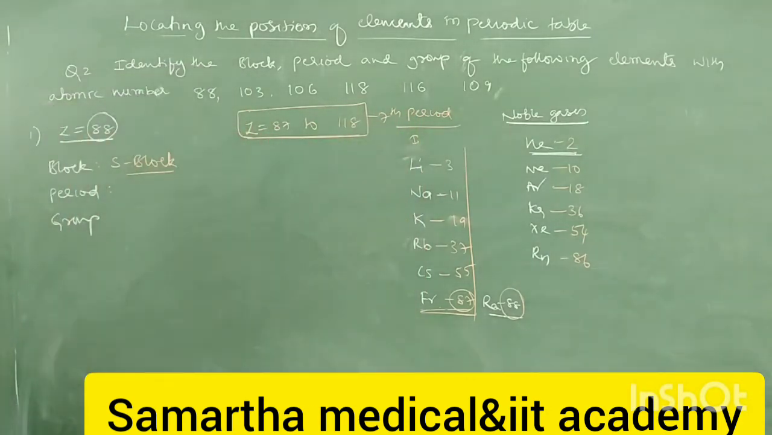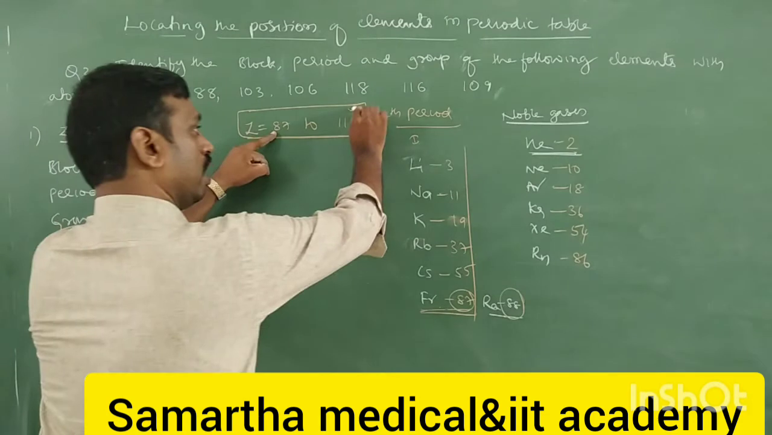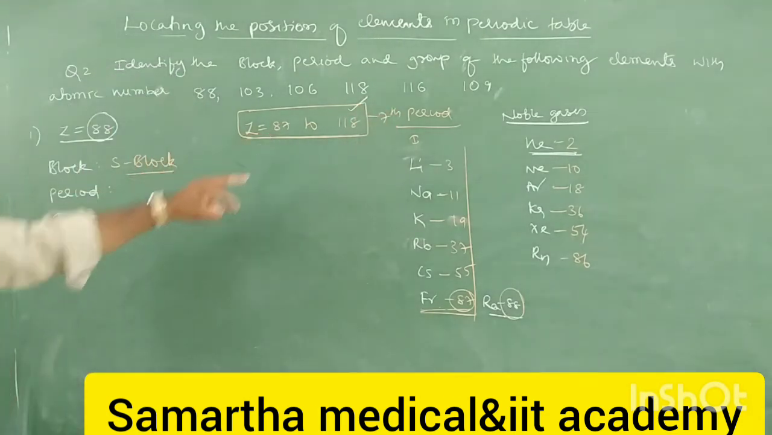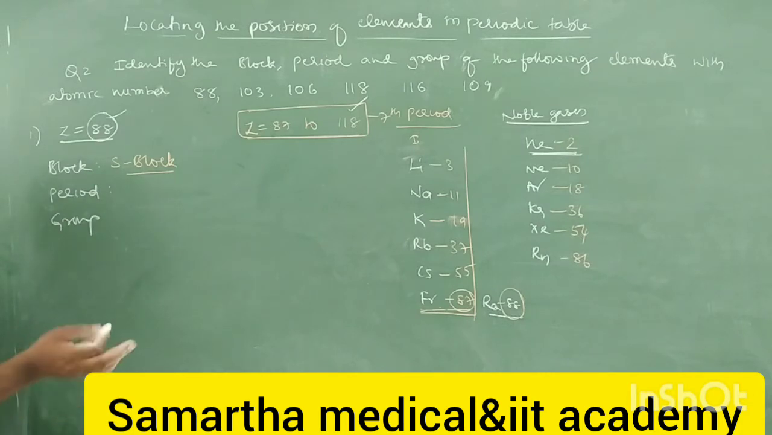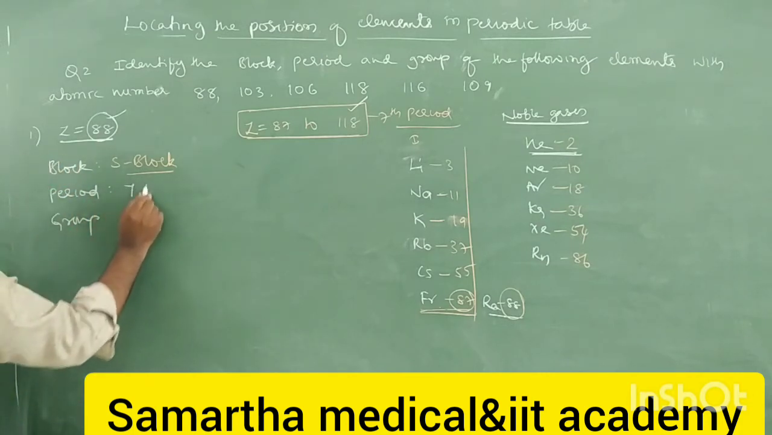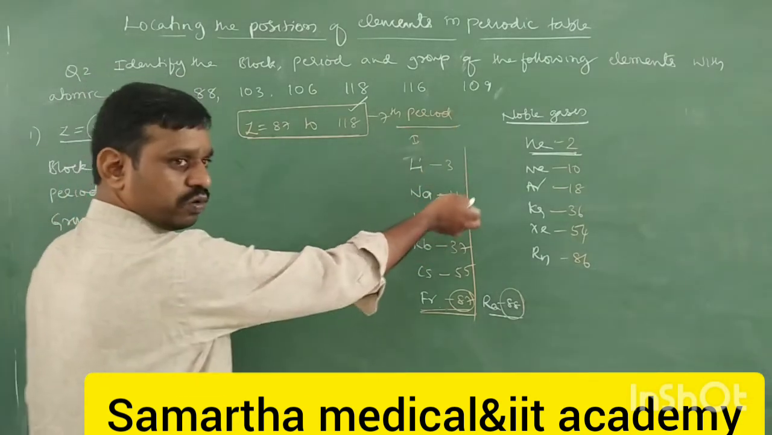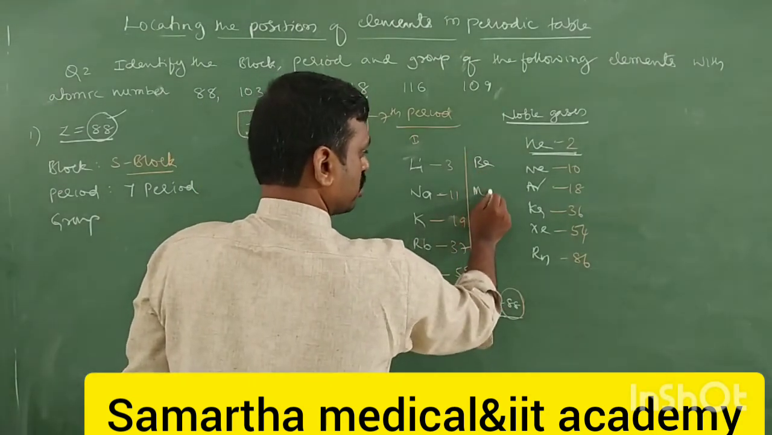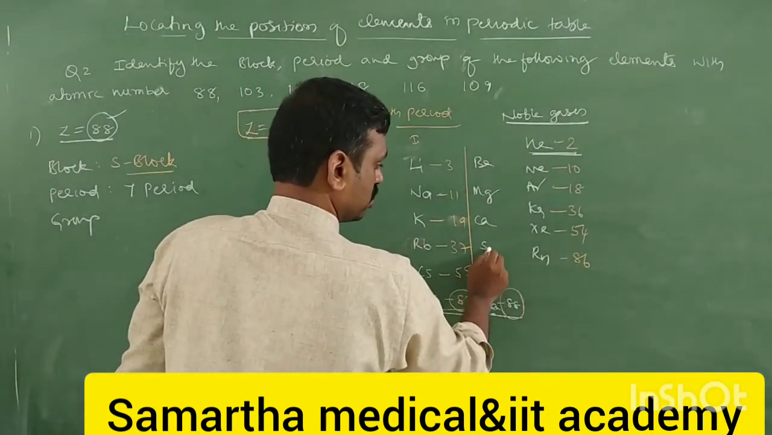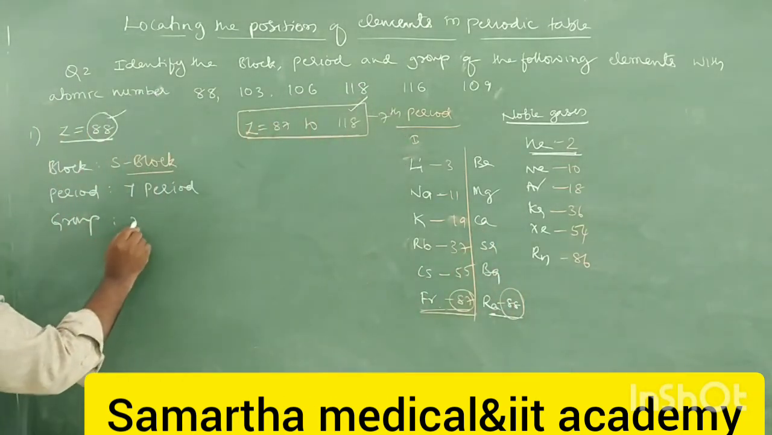7th period. Right? In the 7th period, the first element has atomic number 87 and the last element is 118. So here, atomic number 88 must belong to the 7th period. And group: we have already written the second group. Radium comes in the second group: beryllium, magnesium, calcium, strontium, barium, radium. It is a second group element.